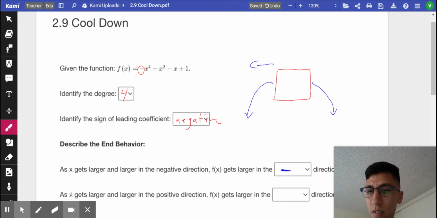And then the second sentence says, as x gets larger and larger in the positive direction, that just means as you move to the right, f of x, the function, gets larger in what direction? Either you're saying positive, meaning the graph is going up, or negative, the graph is going down. And it's also going downwards, meaning that it gets larger in the negative direction as well.